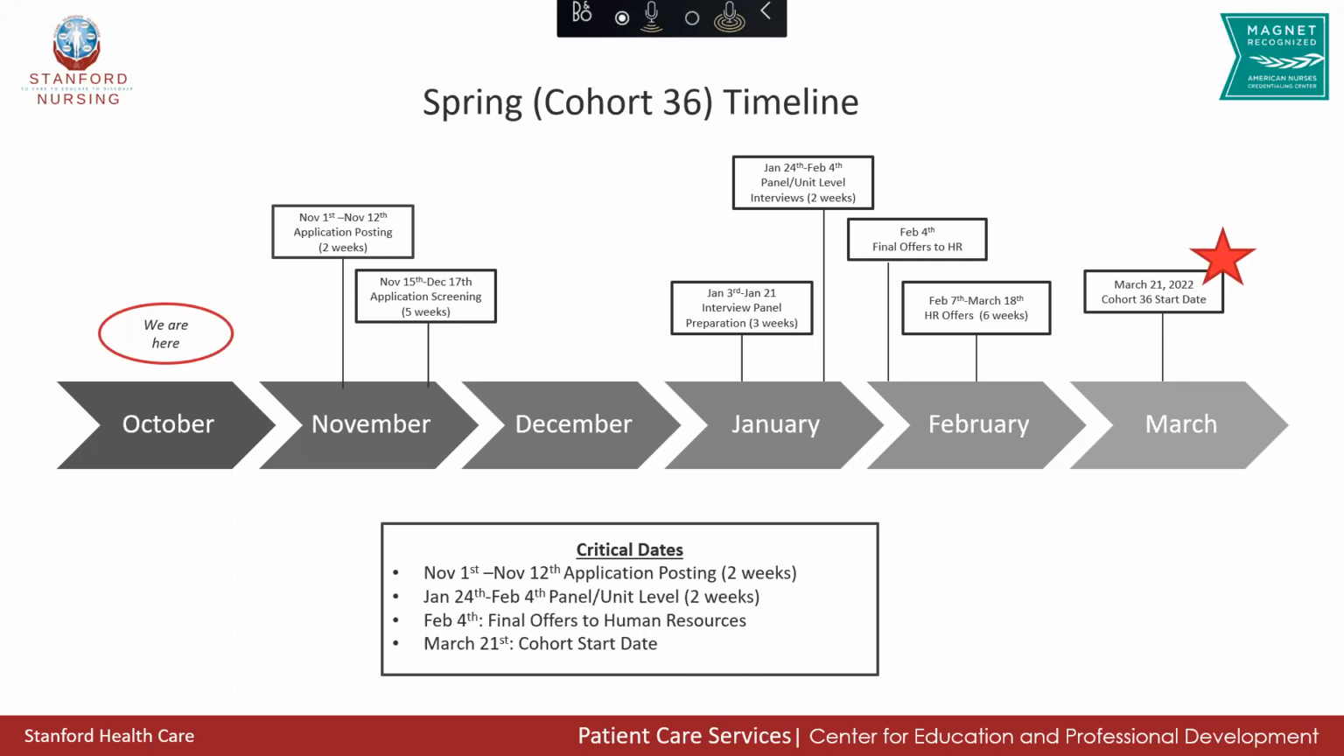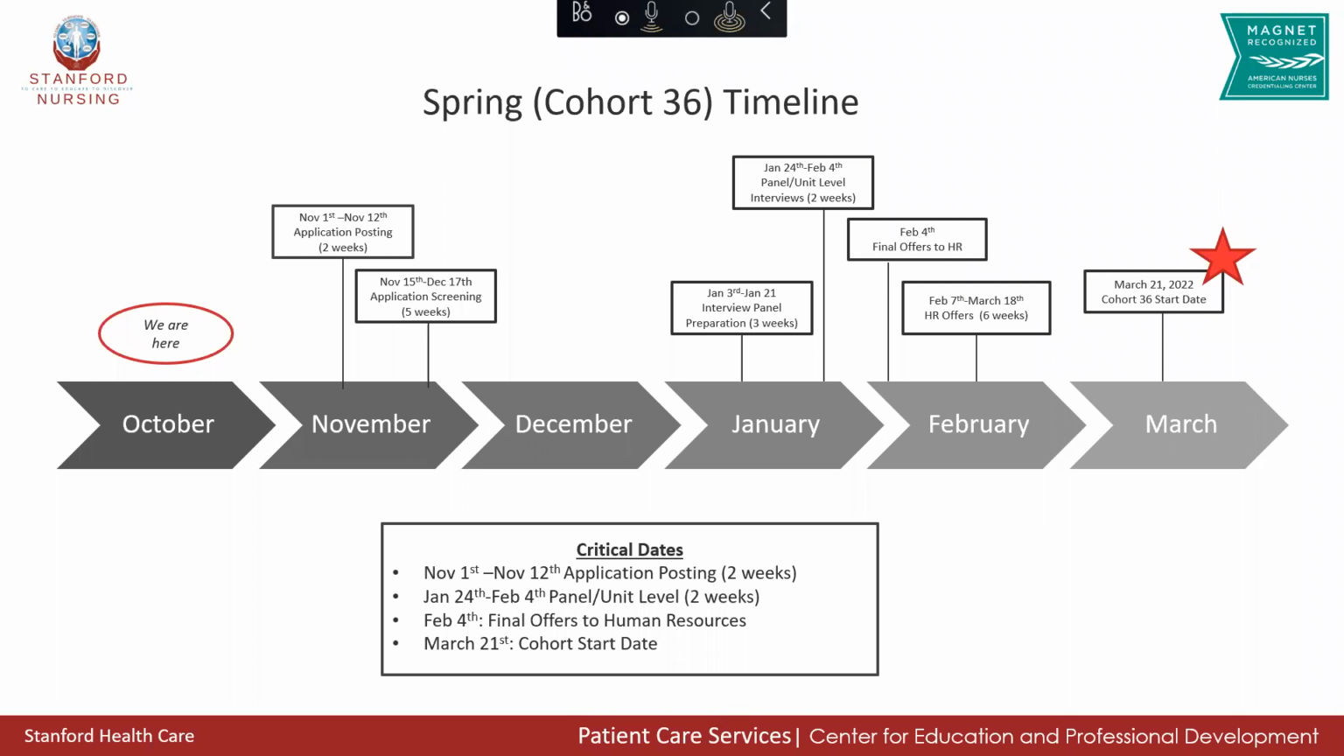So the critical dates are below, but November 1st through November 12th, the application for the Stanford Nurse Residency Program will post. It is one link. You apply to the Stanford Health Care Nurse Residency Program Clinical Nurse 1 position, and within that application, you select your specialty by preference. Rather than applying, I'm going to apply to the trauma ICU and now I'm going to apply to ortho, you don't apply to the unit. You apply to one clinical nurse 1 position, and then within the application, you select your area of preference.